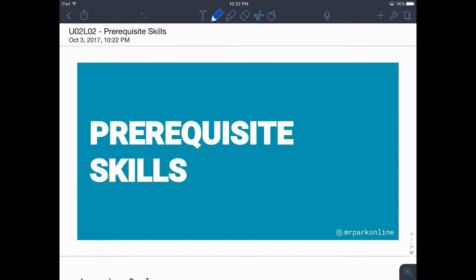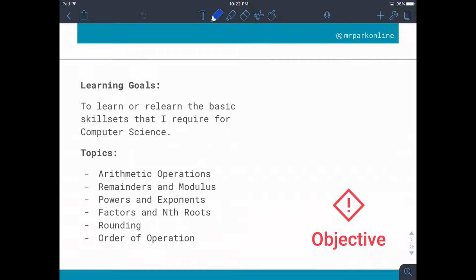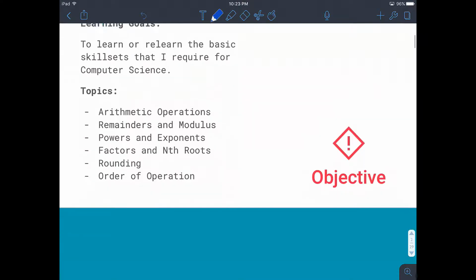Hello everyone, welcome to this video on prerequisite skills. Today we're going to learn or relearn the basic skill sets that you may require for computer science, and these topics include arithmetic operations, remainders and modulus, powers and exponents, factors and the nth root, rounding, and we'll end it off with order of operation.